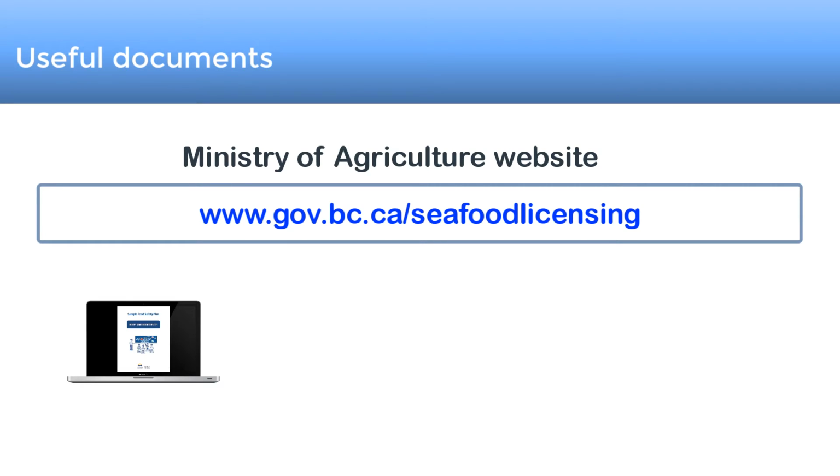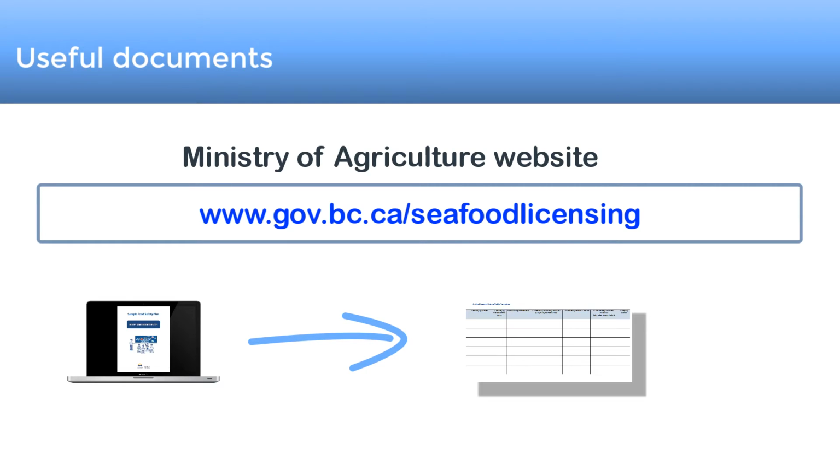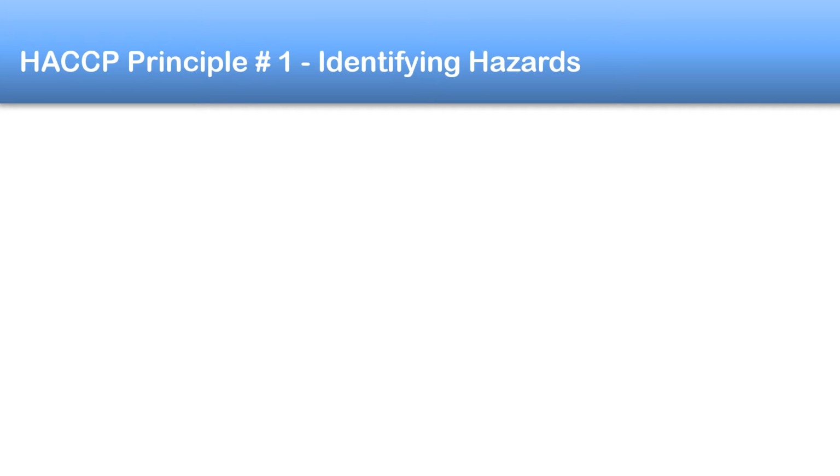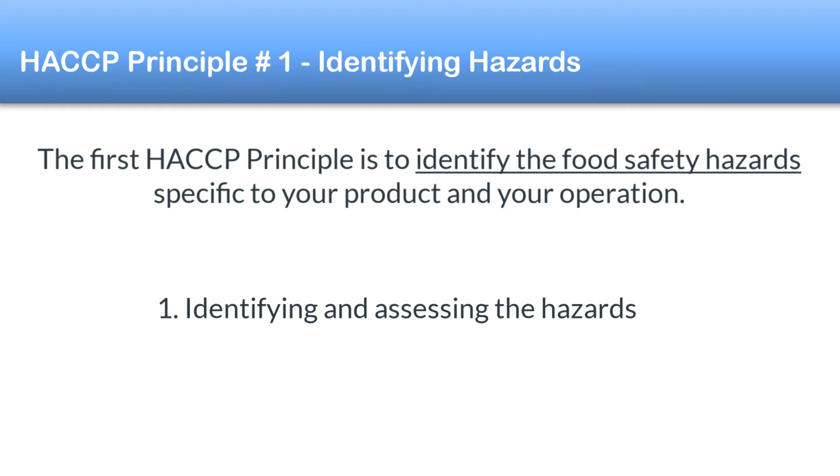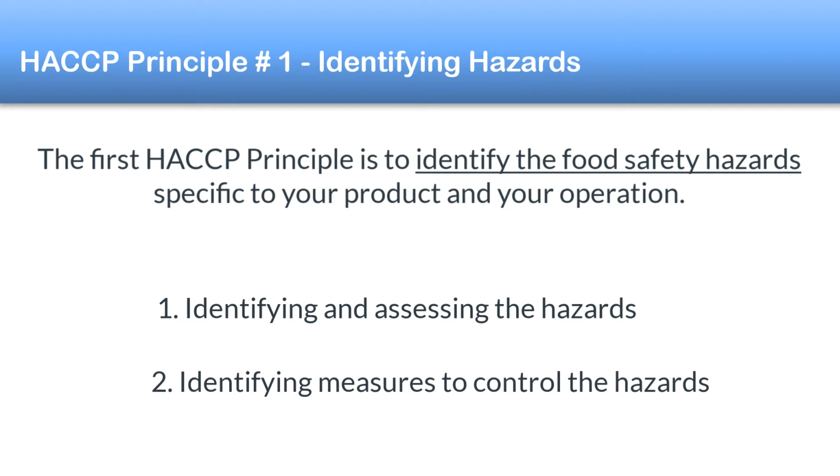Remember, if you're transferring any information from a sample food safety plan to your food safety plan, you must make sure the information is accurate for your facility. The first HACCP principle is to identify the food safety hazards specific to your product and your operation. Identifying your hazards includes 2 steps. First, identifying and assessing the hazards, and second, identifying measures to control the hazards.